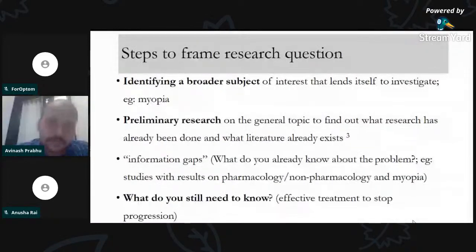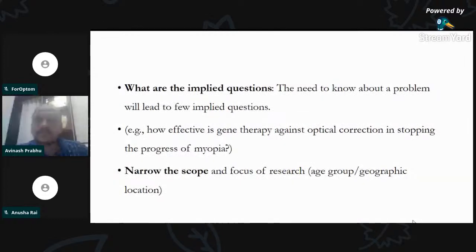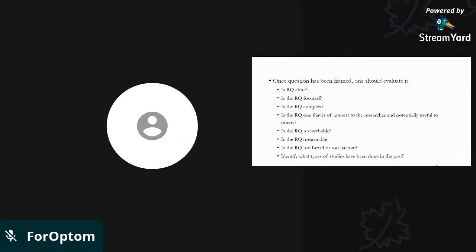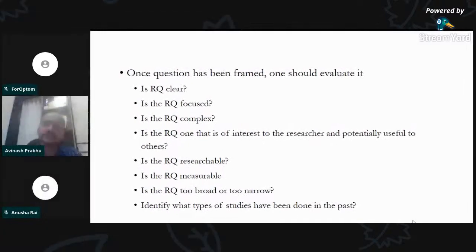Say we started with the broader subject of myopia. Then we ended up with a little bit of a refined topic of how effective is gene therapy against optical correction in stopping myopia. And assume that is your question, which you have framed. Now, next you need to evaluate, is this research question clear? Is it focused? Is there any complexity in this research question? Meaning, is it difficult for me to do this?